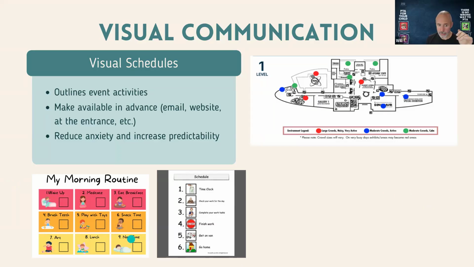You see on the other side here, we've got a schedule, right? So time clock, check your work, complete your work, finish work, go to the event. Again, it's very simple, but you might have a schedule like that. Or up here, we just have a map. And so like this, it says large crowds, moderate crowds, and so on, where one area is active, and moderate crowds are kind of hanging out. So you might have an event where you're labeling, hey, this is where the quiet space is, and this is where things are going to get rowdy, right? Just to give families a chance to say, okay, then I know maybe I'm going to stay away from that area, or I know to look out for this area.